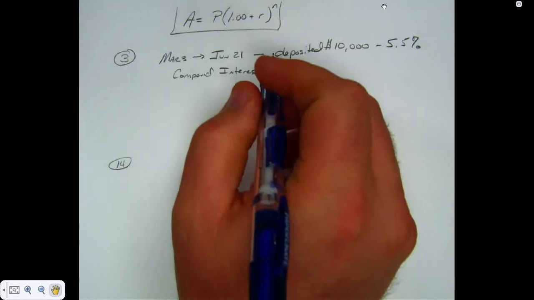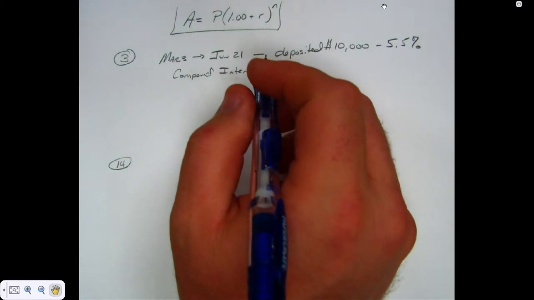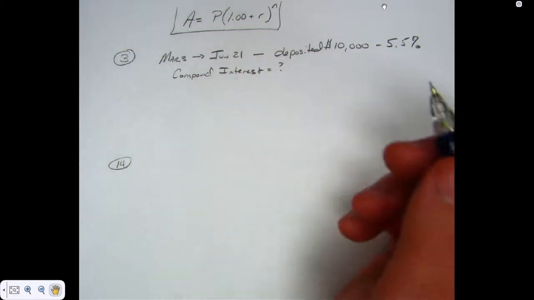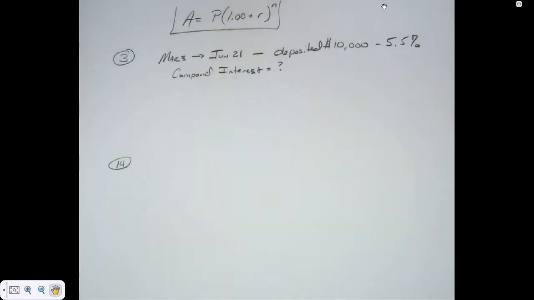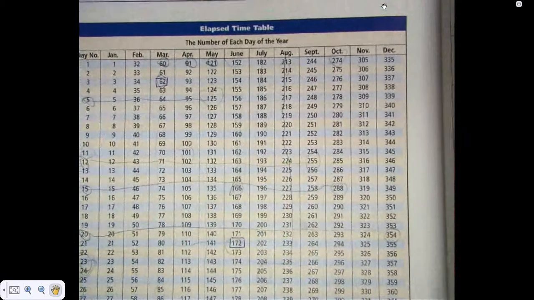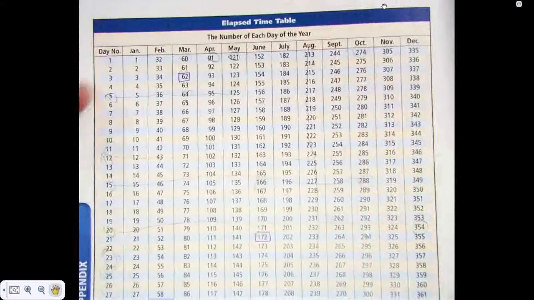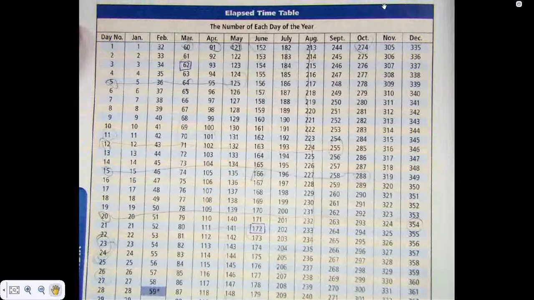Number 3 says on March 3rd, Raul Avila deposited $10,000 in a savings account that pays 5.5% interest, compounded daily until June 21st. Okay. If you look, everyone open to A10, you have got a lapse timetable. Is this 5-6? It's 5-7. Okay, this is a lapse timetable.